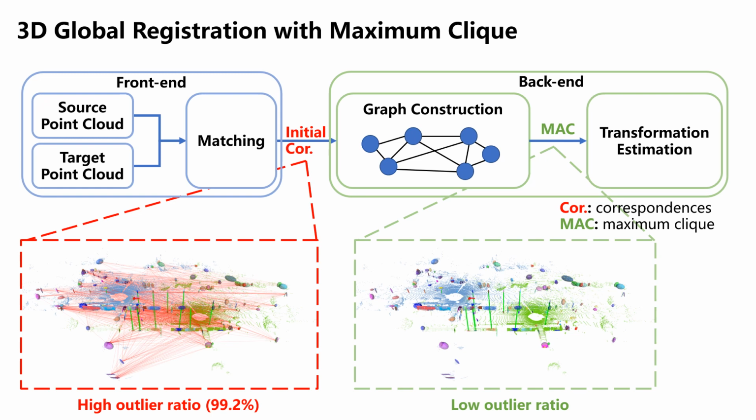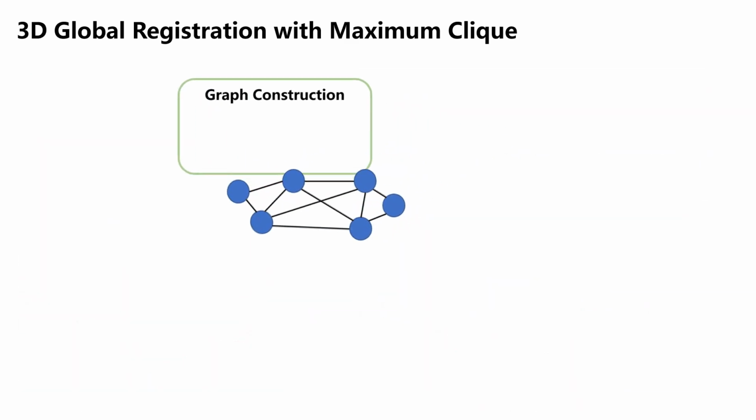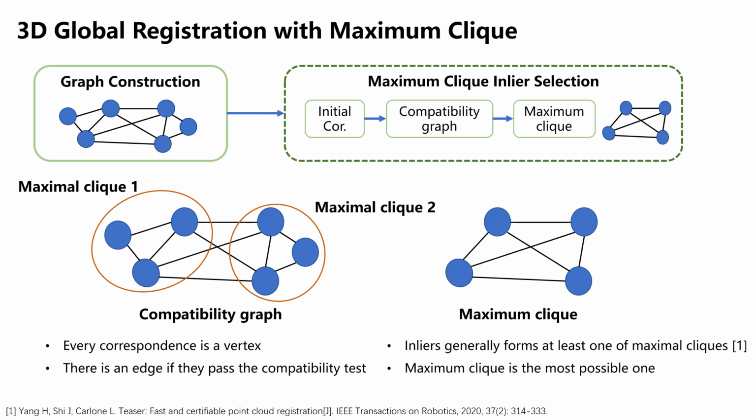As shown in the figure, for point clouds with low overlap, the outlier ratio may be high, such as 99.2%. However, after the maximum clique filtering, the outlier ratio will be significantly reduced. We commonly refer to this outlier removal strategy as maximum clique inlier selection.